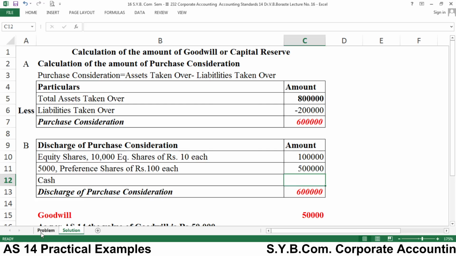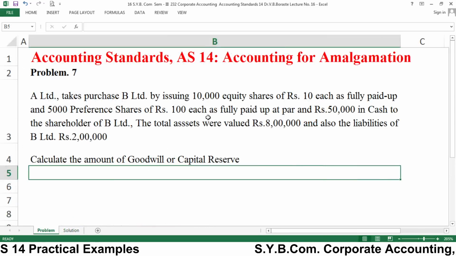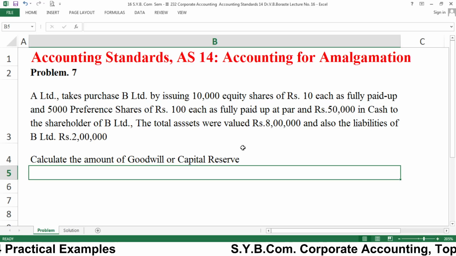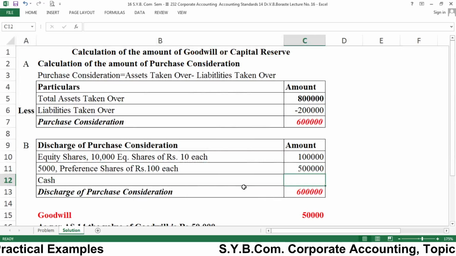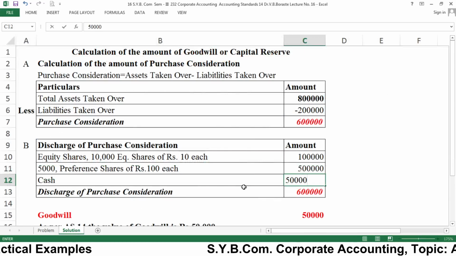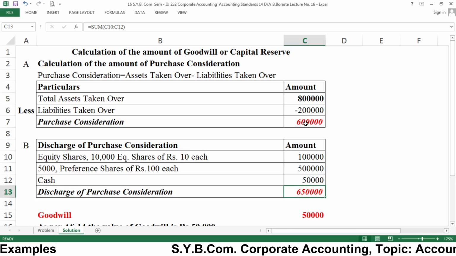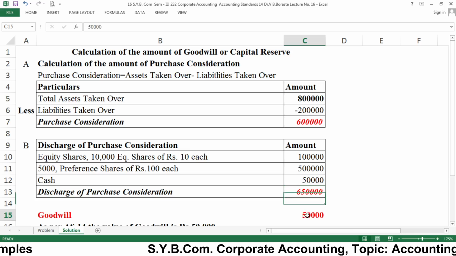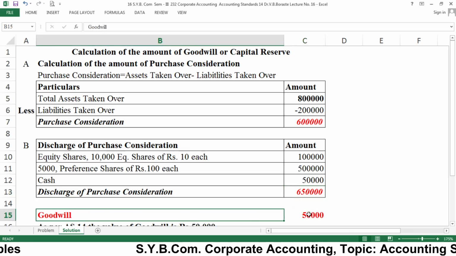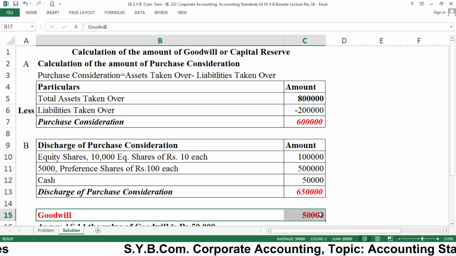Okay, and another extra amount which is given, as fully paid at par, as well as rupees 50,000 in cash to the shareholders of B limited. So 50,000 cash will be given. That means the purchase consideration was rupees 6 lakh, and we are going to pay rupees 6 lakh 50,000. So 50,000 is an extra amount. It is called goodwill. Answer is here 50,000 goodwill.